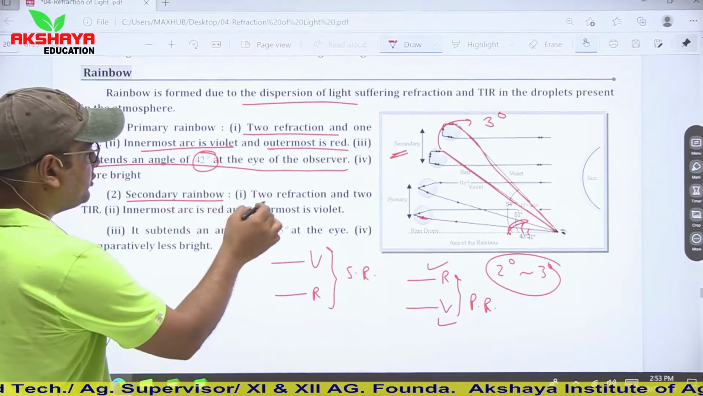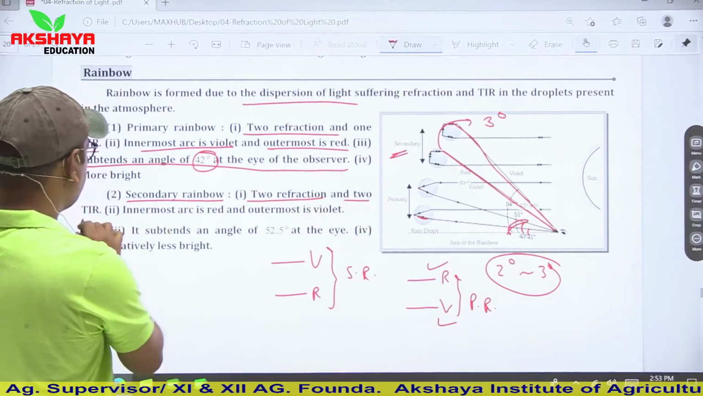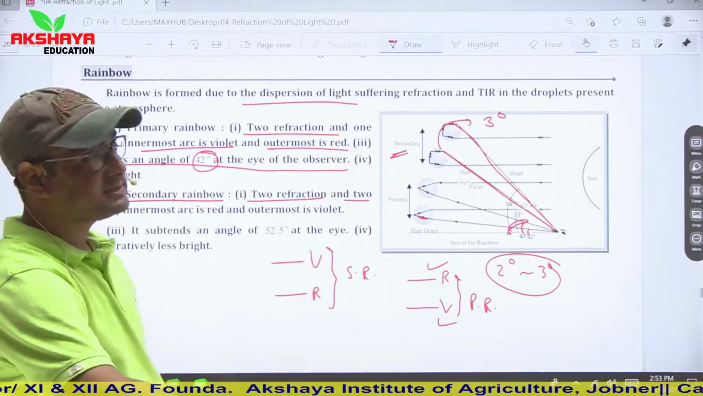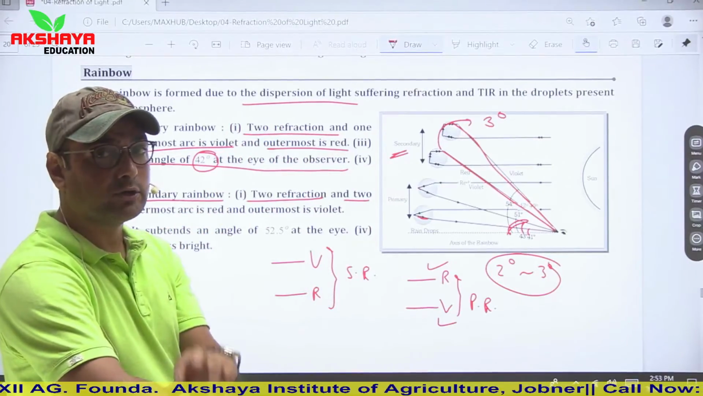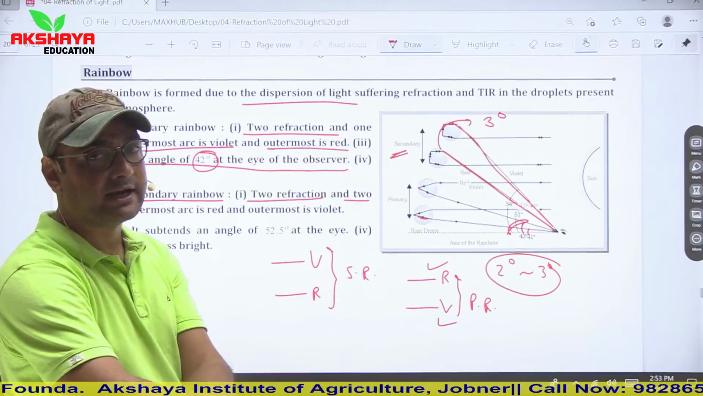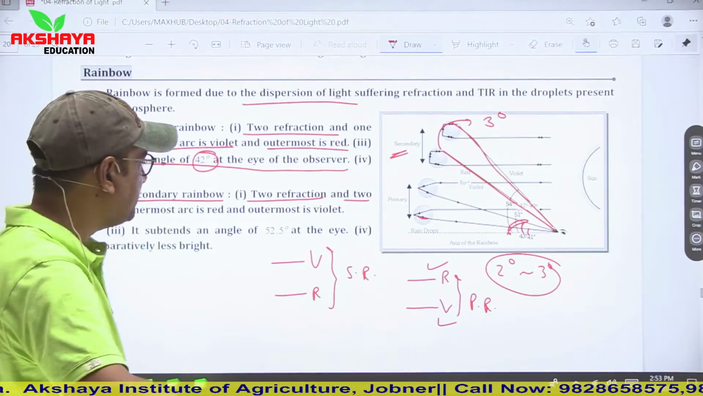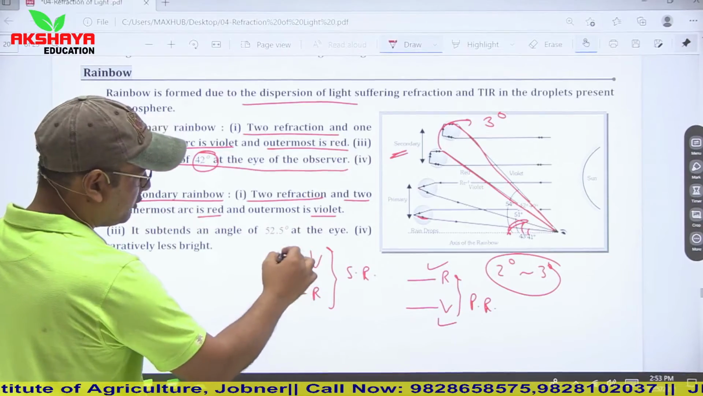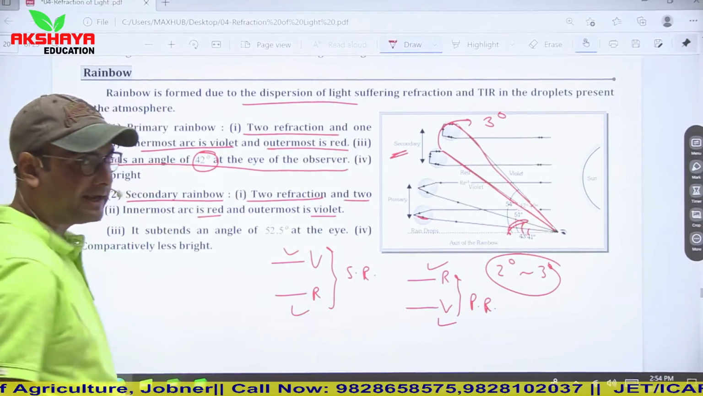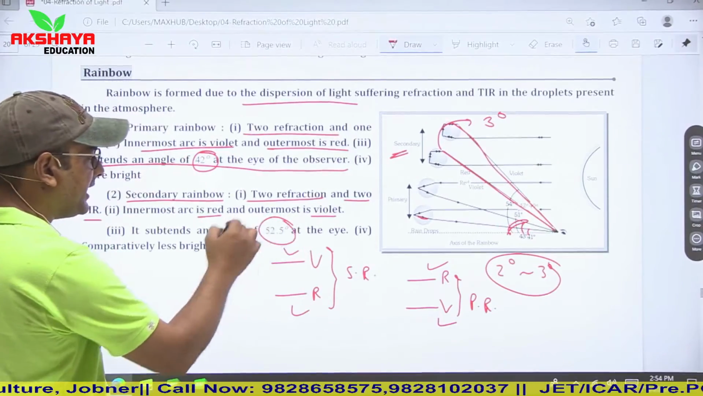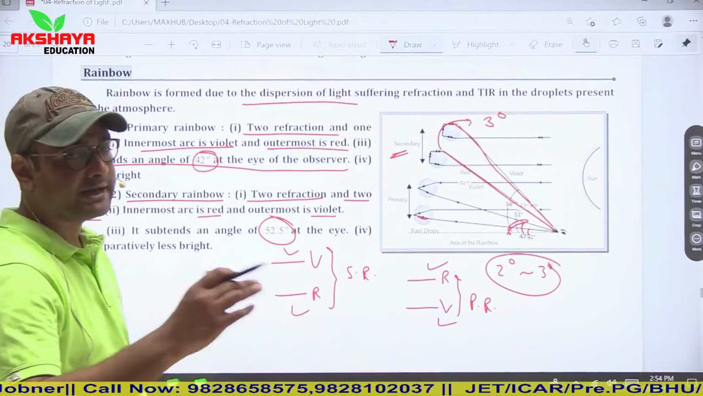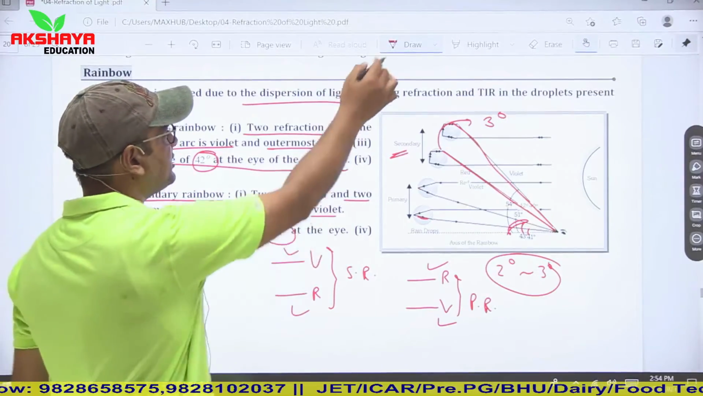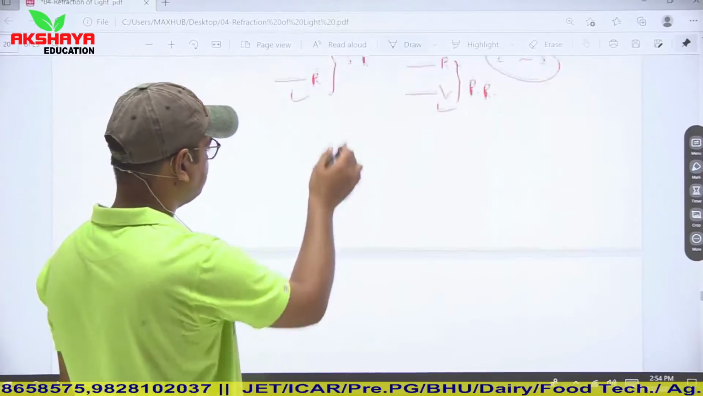In secondary rainbow, 2 refraction and 2 TIR. So in primary rainbow, 1 TIR and 2 refractions are there, while in secondary, 2 refractions and 2 total internal reflections are there. And innermost is red and outermost is violet. It is generally making an angle of 52.5 degree, or we can say almost 53 degree angle with the observer's eye. So this is the general concept of rainbow.